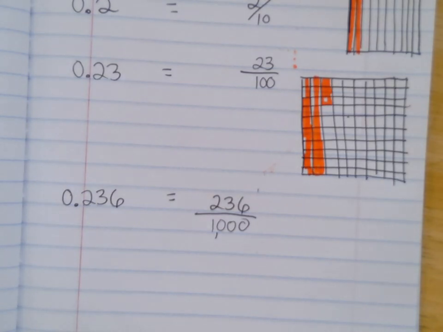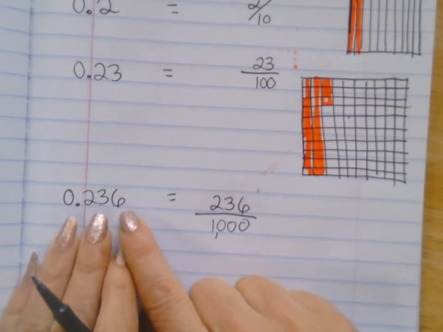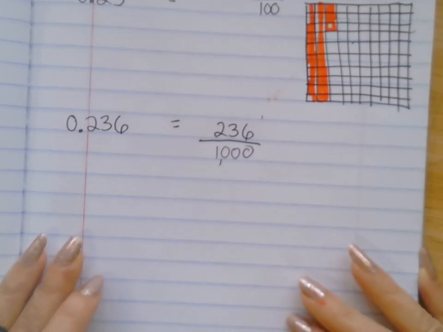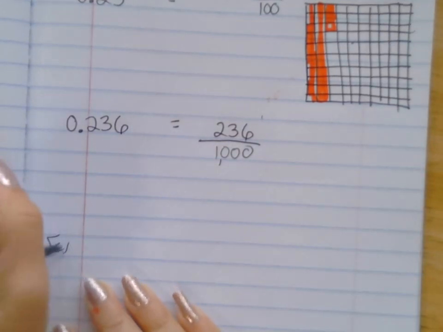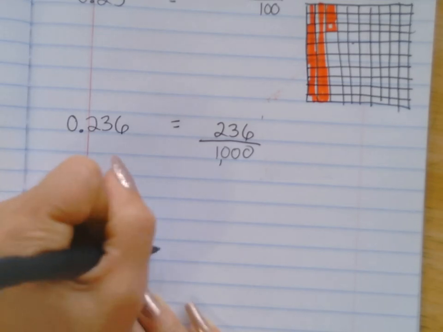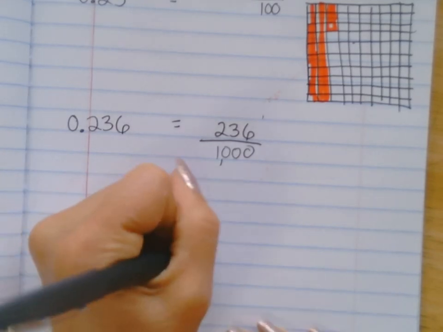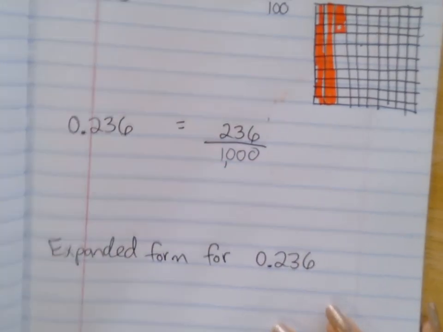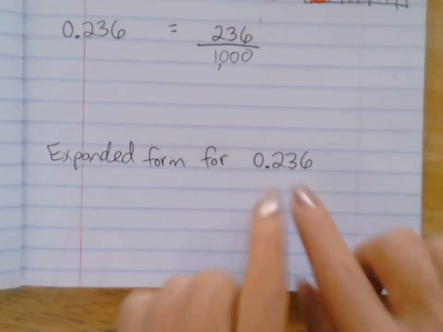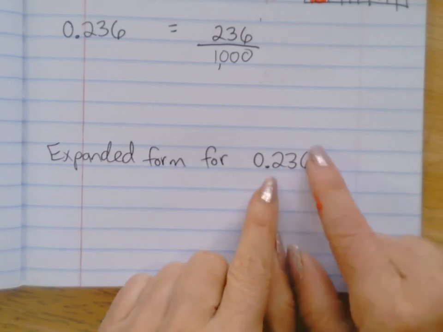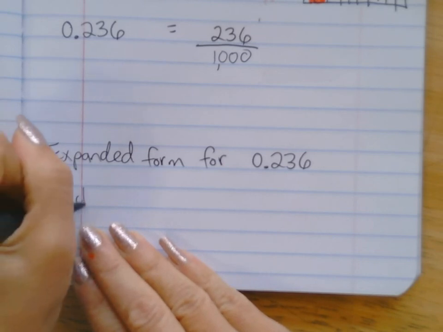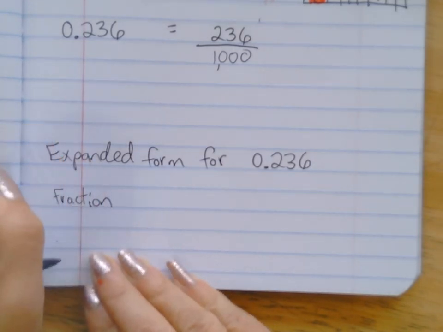Now, one thing that we have worked on but might be a little tricky is breaking up a number like this into standard form or expanded form. Okay, so I'm going to go expanded form for 236 thousandths. Okay, so they may want expanded form in fractions for this. Okay, so if I wanted it in fraction or decimal style.